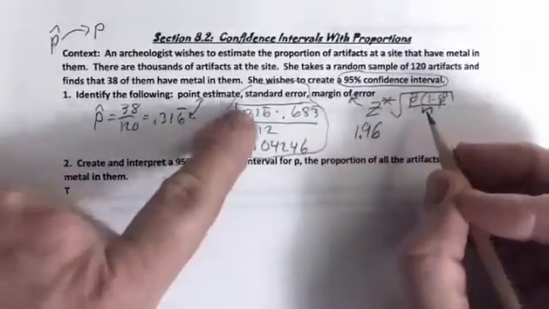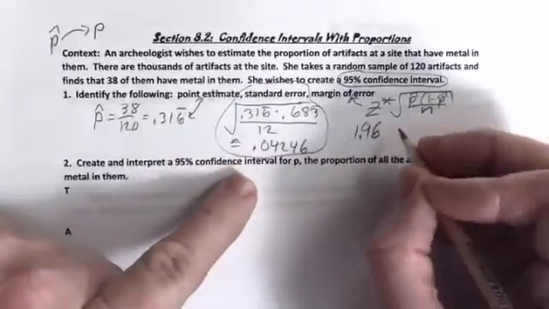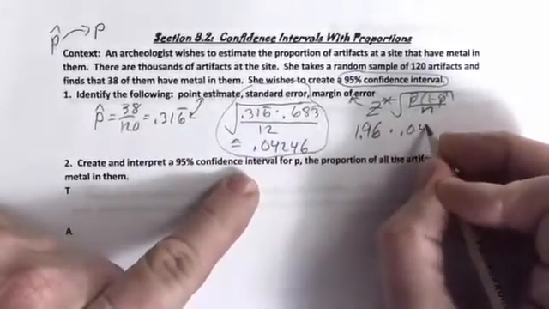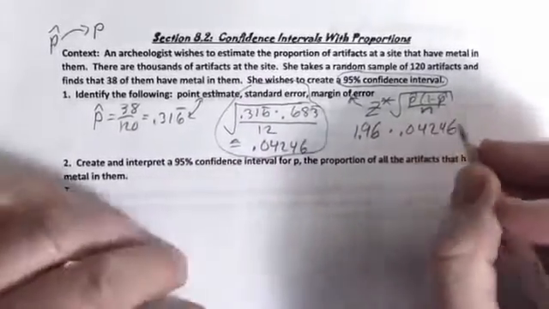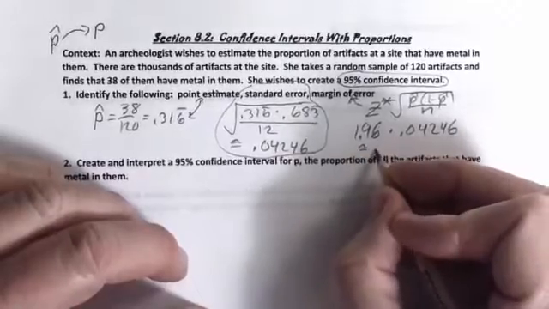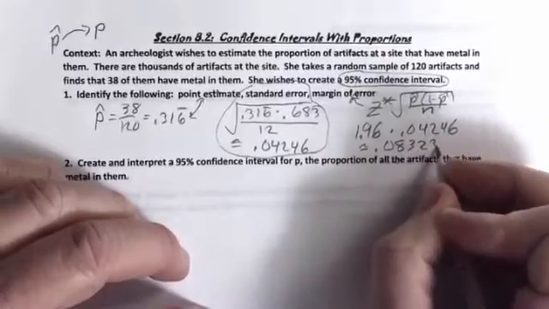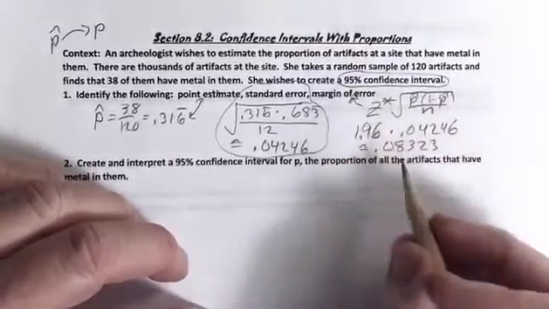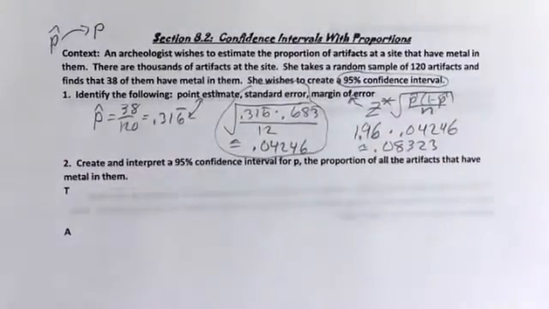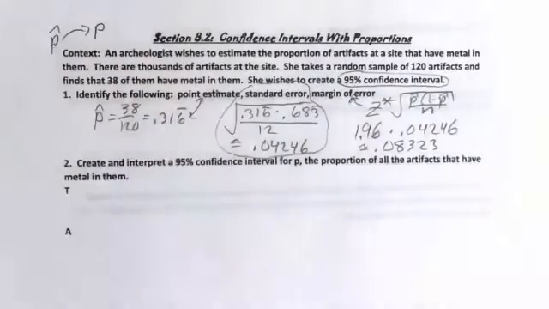1.96 times, and of course, we just found that that's your standard error. So we just found that times 0.04246. And that, as it turns out, is approximately equal to 0.08323. That is the margin of error. That is the amount that the interval goes to the left and to the right from its center.